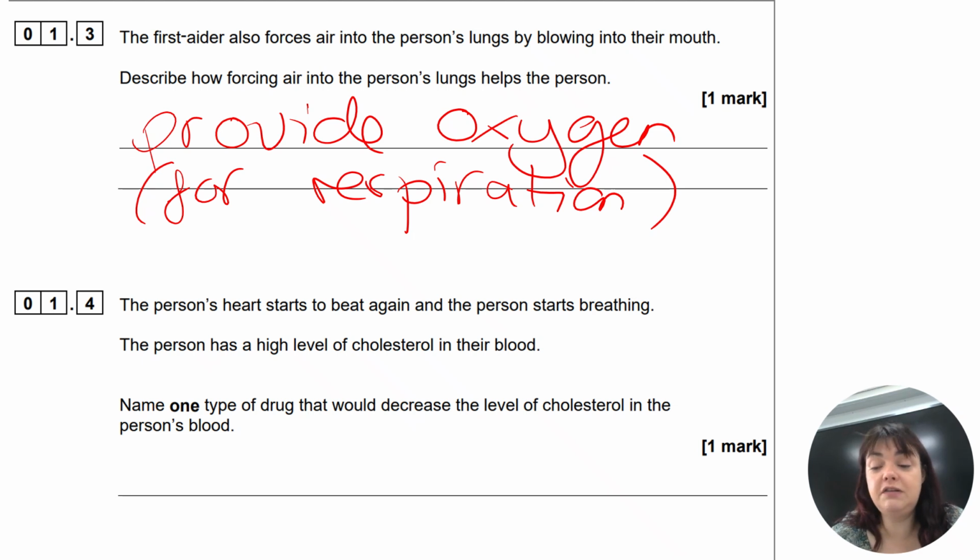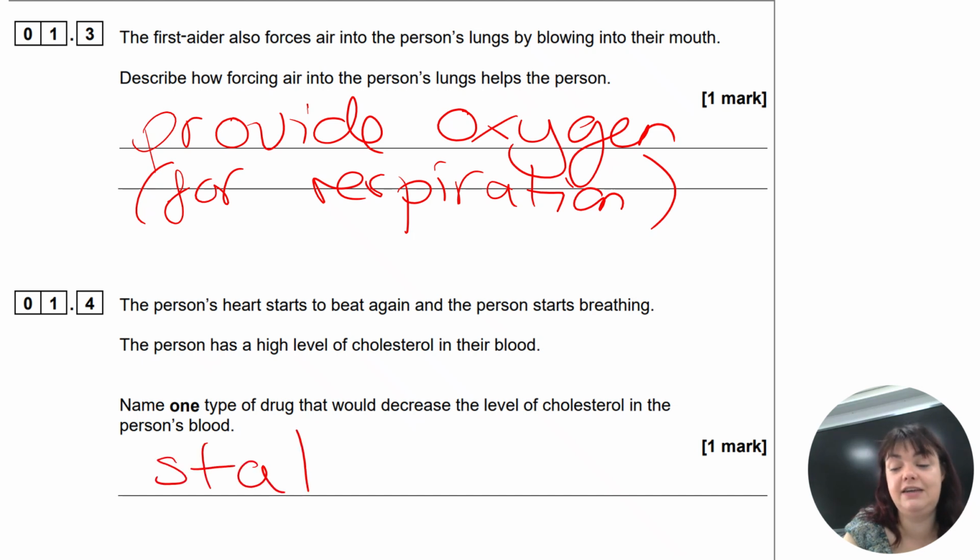So the next question: the person's heart starts to beat again and the person starts breathing. The person has a high level of cholesterol in their blood. Name one type of drug that would decrease the level of cholesterol in the person's blood. So the only answer to this is a statin. Now, if you've got a member of your family who takes statins and you know either the brand name or the actual chemical name, that would be accepted as well. The most common statin is atorvastatin, then there's simvastatin, fluvastatin, provastatin, rosuvastatin. Essentially any drug that ends in the word statin is a statin. So they would all be acceptable answers as well.